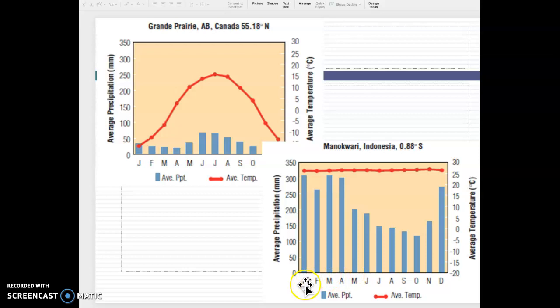But it actually goes January, February, March, April, May, June, July, August, September, October, November, December. Okay, so those are the months. And this is how much rainfall there is. And this is the average temperature. Okay, so quite often, hey, there's Grand Prairie, that's where I'm from.